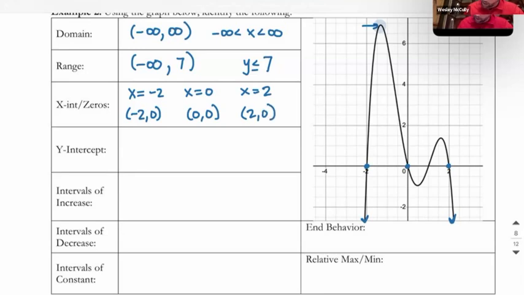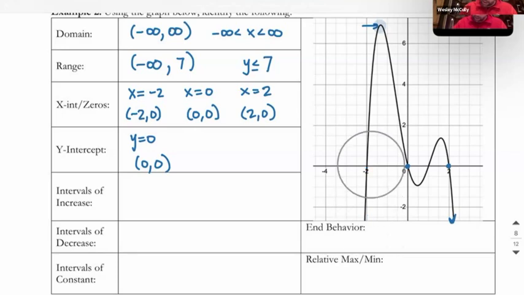Okay, where does it cross the y-axis? Again, only at one point, 0, 0. So y is equal to 0, the point 0, 0. Okay, the interval of increasing.